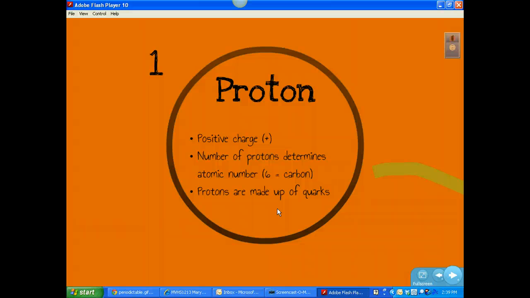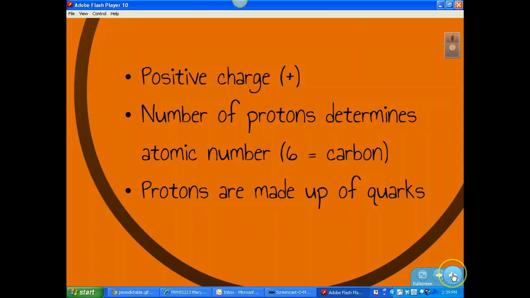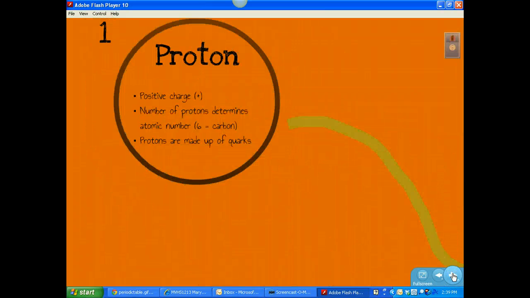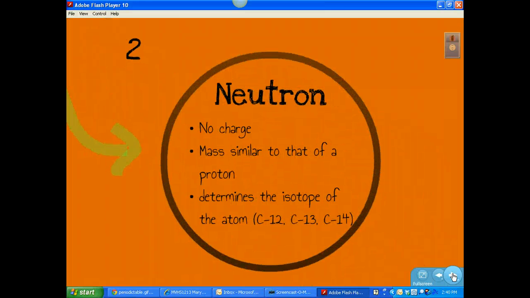All right, and so I'm asking you to write down that protons can be made up of things called quarks. Okay, so there's the proton. The next subatomic particle, and if you want to pause it, go for it. The next one is the neutron, all right, and it's the second thing that makes up the nucleus. Okay, it just so happens it has no charge. All right, proton was a positive charge. These guys have no charge.